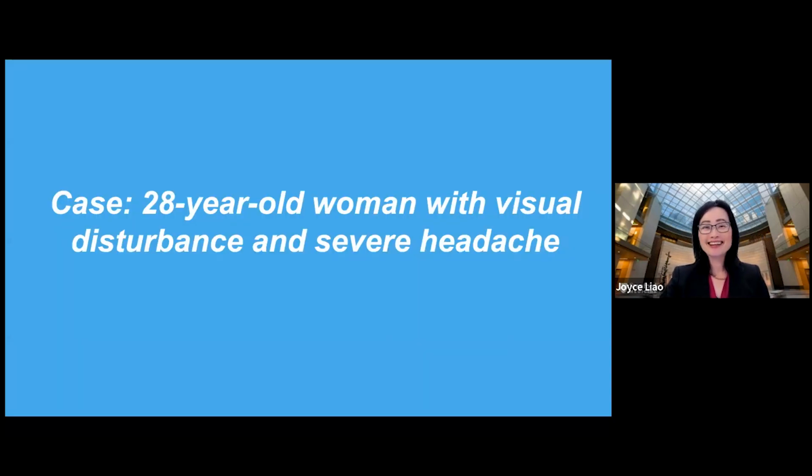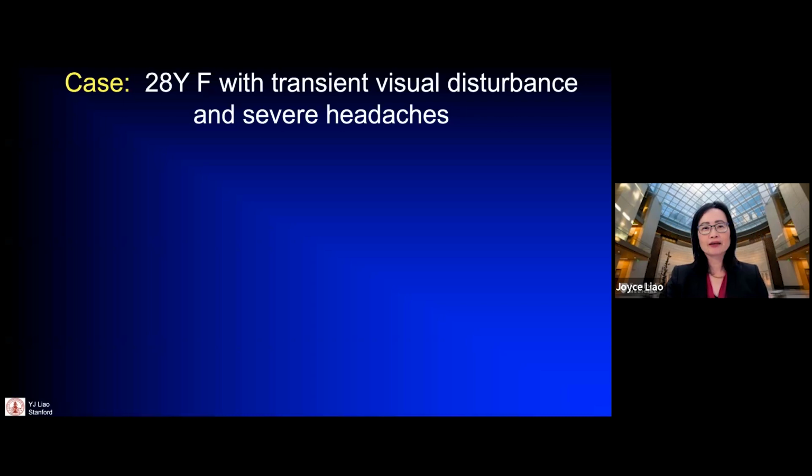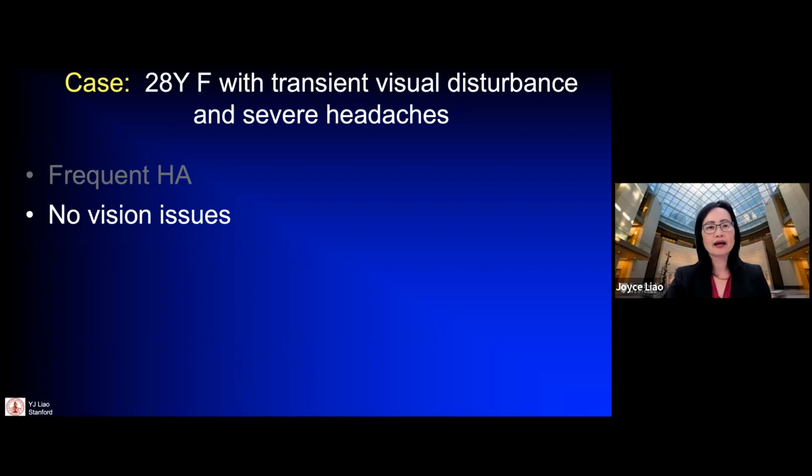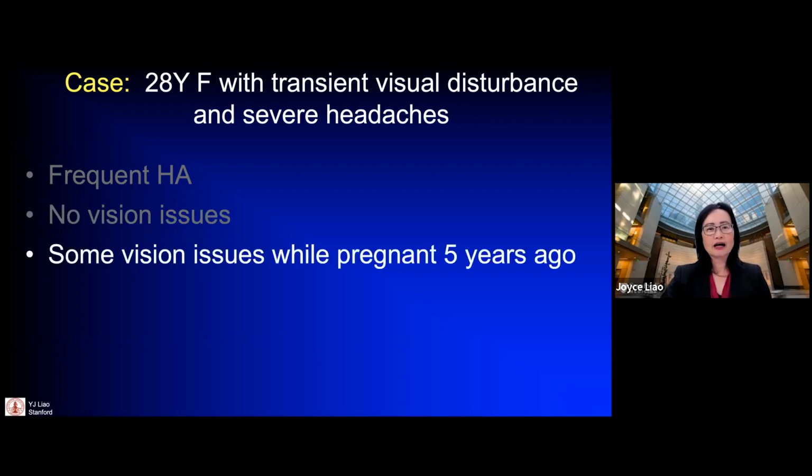So let's do some cases. First, we have a 28-year-old woman with visual disturbances and severe headache. This is something that's been happening for quite a while, but gotten worse over time. She doesn't have any specific active vision issue on the day of the clinic visit. However, she noted that when she was pregnant 5 years ago, that she did develop some symptoms.